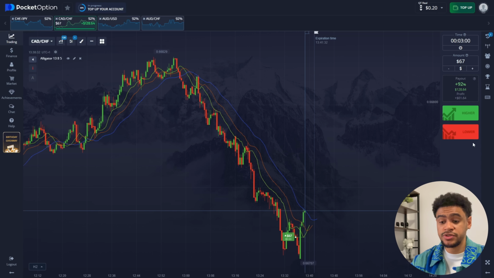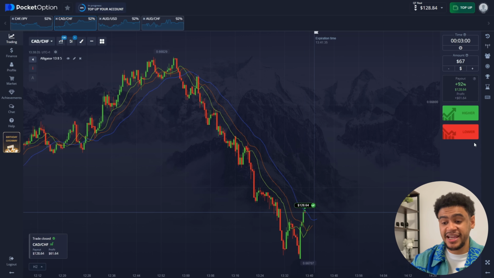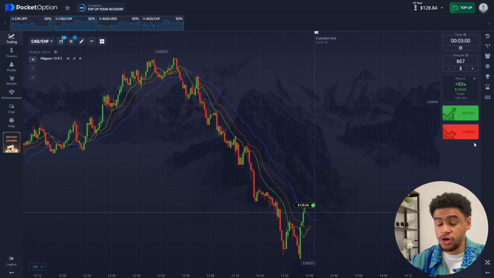Alligator indicator is starting to move in the upwards direction, and we get a nice win, $128 already in our pocket with just 2 trades in.